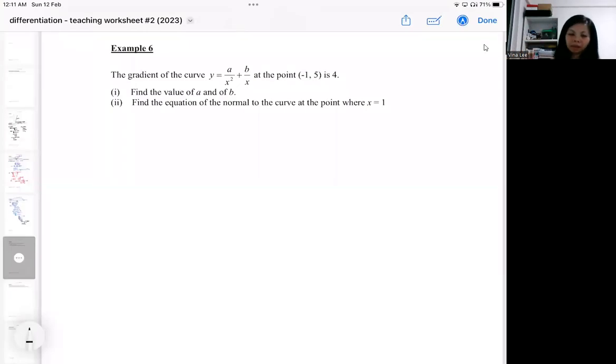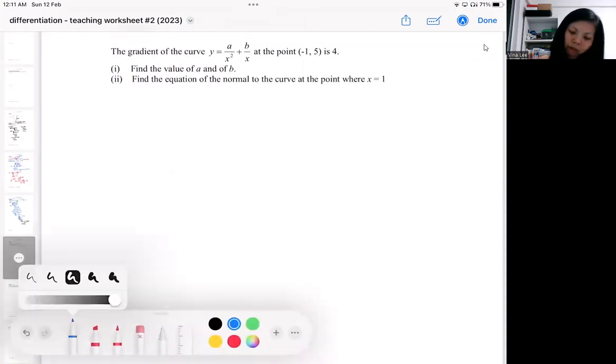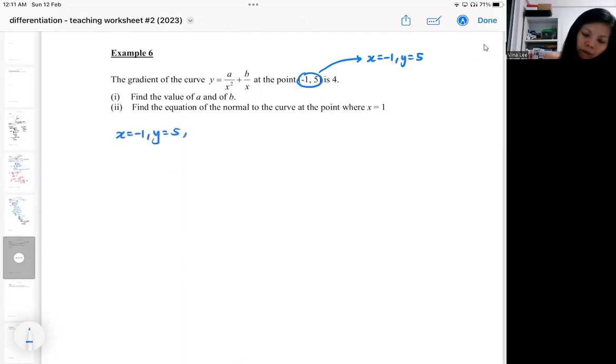Okay, if you look at example 6, the challenge is actually finding the values of A and B. If you can find the values of A and B, finding the equation is following the steps like in example 2. Okay, so first of all, when I look at the information, the first piece of information will be the coordinate. So I have this idea. So once I have this idea, I can put it into the curve.